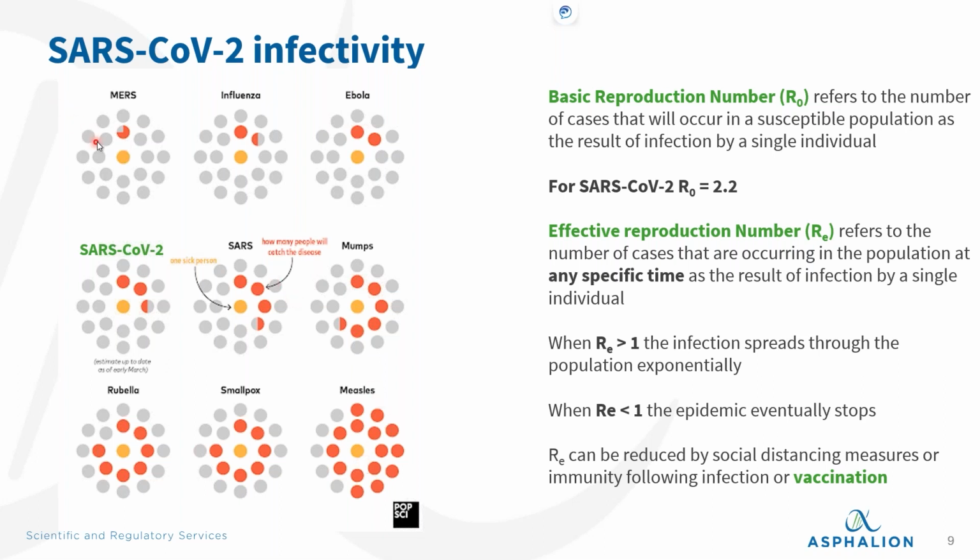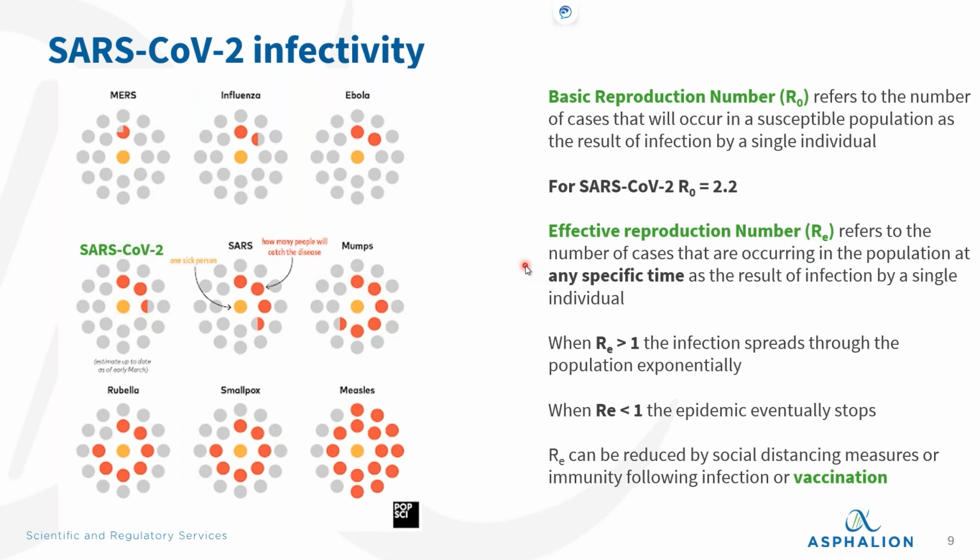To MERS, which fortunately had a basic reproduction number of less than 1, which probably explains why it hasn't reached epidemic or pandemic proportions. Now, in the case of SARS-CoV-2, the current evidence suggests that the basic reproduction number is 2.2. So for every one person that's infected with SARS-CoV-2, just over 2 people will become infected in a susceptible population if no other measures are taken.